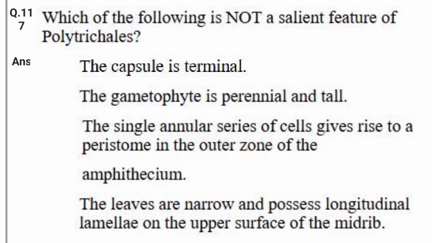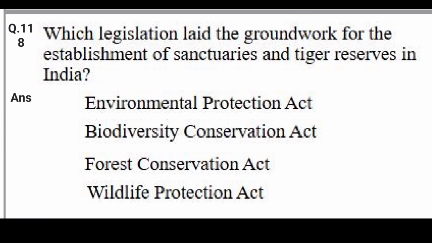Which of the following is not a salient feature of Polytrichales? Options are the capsule is terminal, the gametophyte is perennial and tall, the single annular series of cells gives rise to a peristome in the outer zone of the amphithecium, the leaves are narrow and possess longitudinal lamellae on the upper surface of the midrib. For this, the correct answer is peristome in the outer zone of the amphithecium. That is the correct one. Let's see the next question.